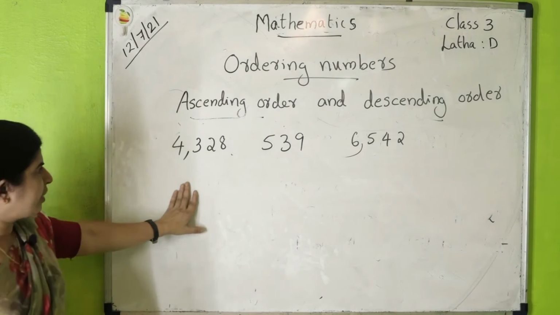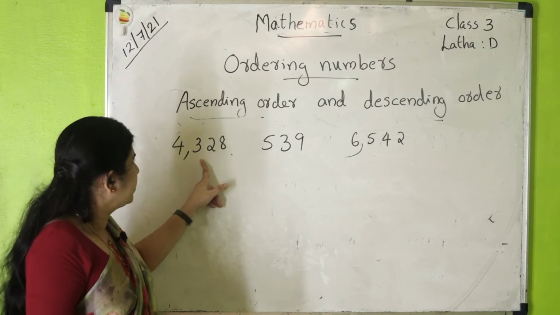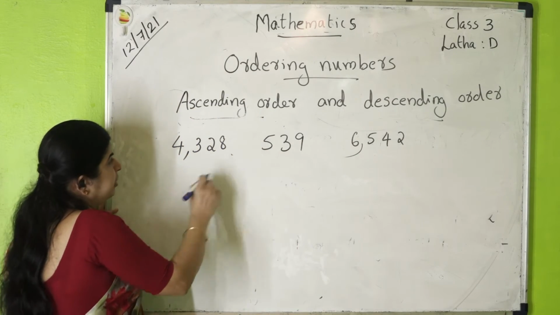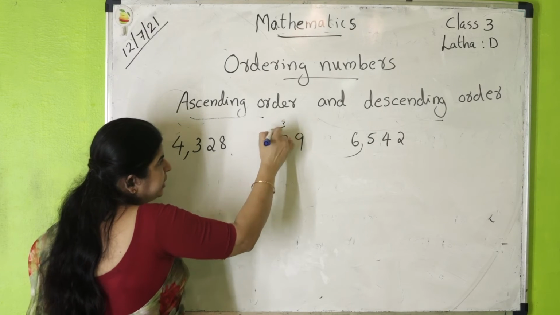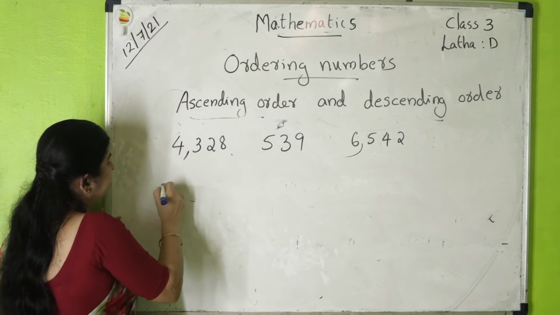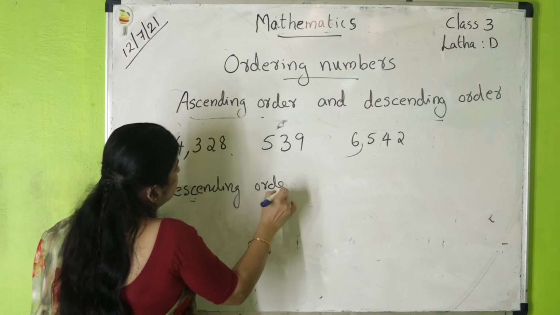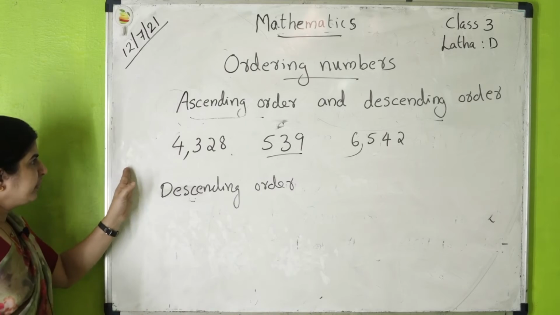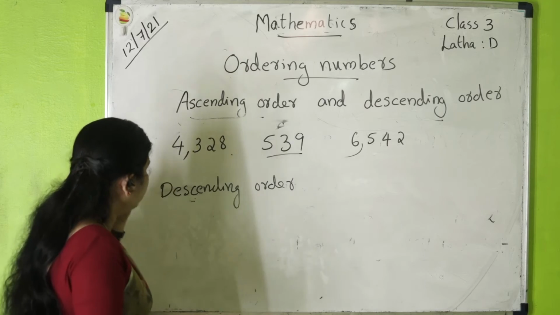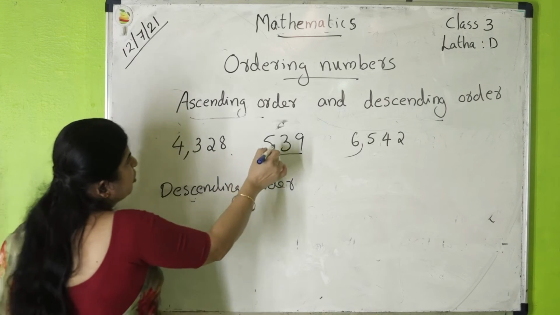And first we count the digits. Which has fewer digits? Here 4 digits, here 3 digits, and here 4 digits. Which is the smaller number here? This has only 3 digits. Therefore, this is smaller. Sorry, descending order: the greatest number we write first. We have to arrange the numbers from greatest to smallest. So, we find which is the greatest number. Then, this is the smallest number.